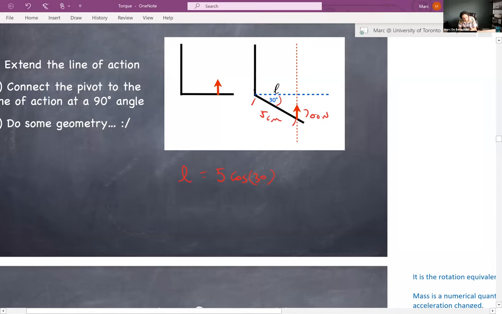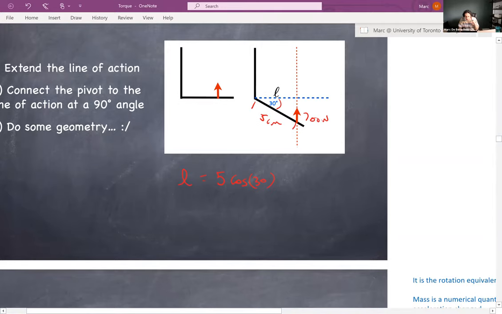right? Because the lever arm is the blue, and what I'm doing is extending the line of action. You can see the red dotted line. I'm extending the line of action of the force, and I am connecting the pivot point, which is my elbow, to the line of action such that they intersect at a 90 degree angle. That is how you find your lever arm. And using the geometry on the diagram, I do not use sine 30. If I use sine 30, that would be the parallel distance. That's not what I want. I want the perpendicular distance.